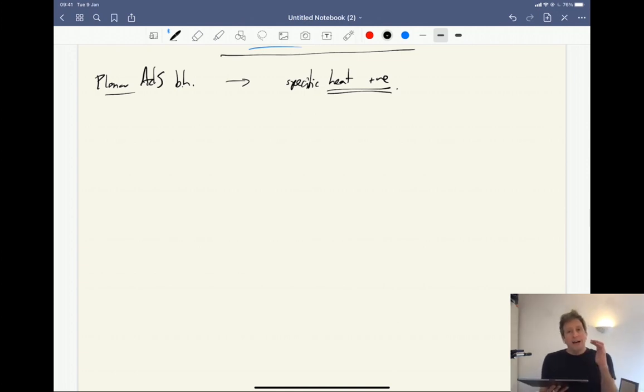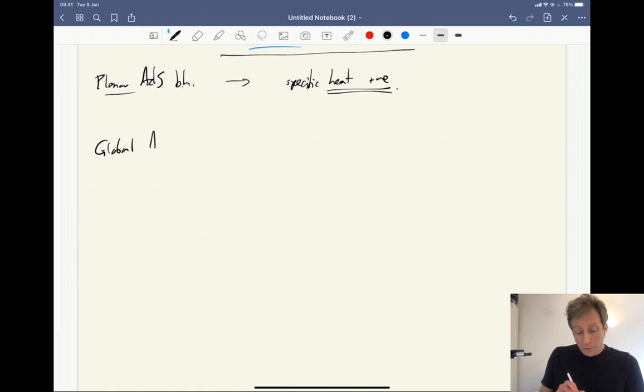And so really, the fact that black holes can have positive specific heat in AdS spaces is very important for the whole consistency of this picture. So it's not a sort of trivial fact. The global AdS black holes are even more interesting.